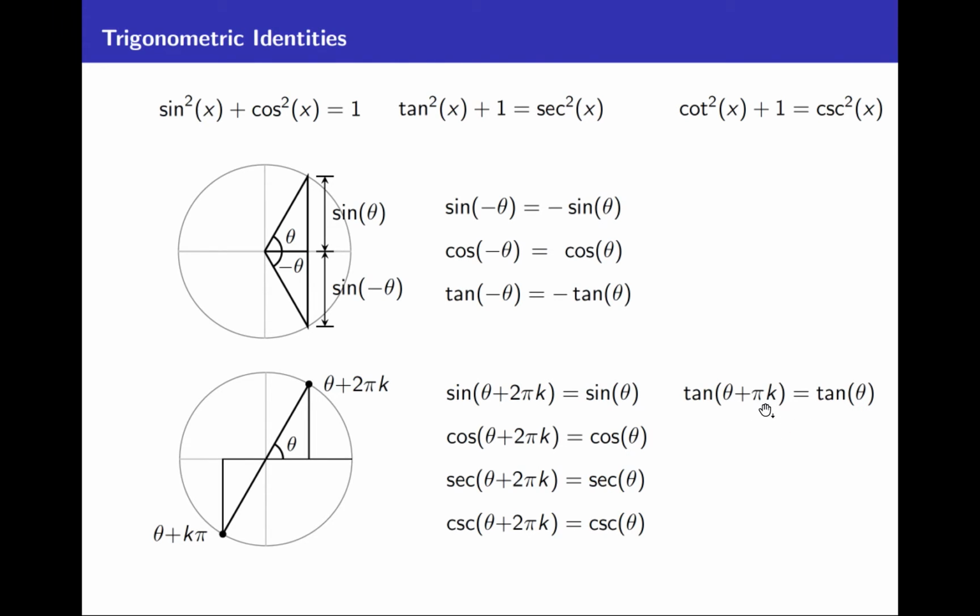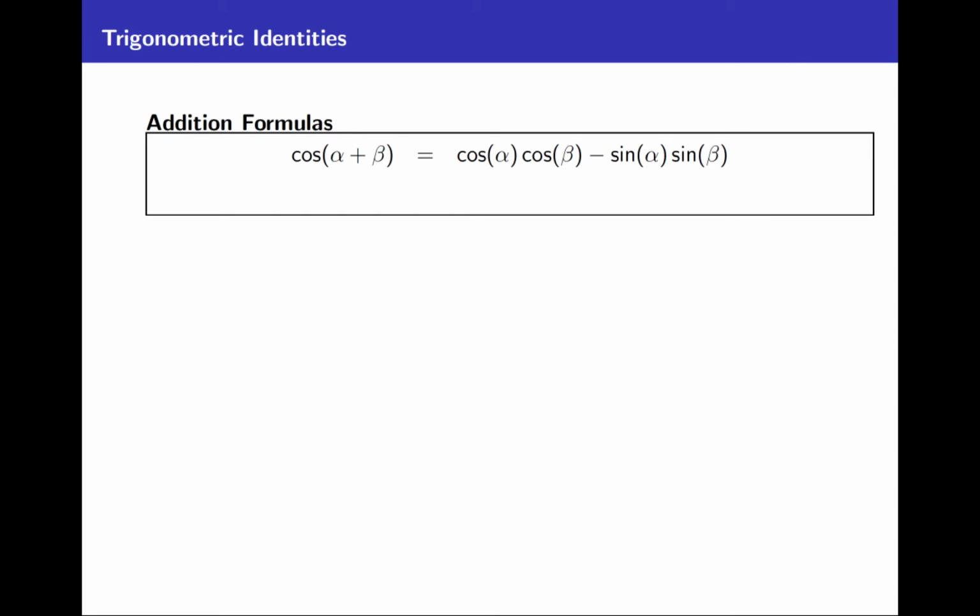From theta, go pi times k units and add that to theta. The tangents are exactly the same. Tangent repeats itself every pi units. And the same applies to cotangent. Cotangent of theta plus pi k is equal to cotangent of theta. So read your textbook and refamiliarize yourself with these trig identities if you're a little rusty on them. We're going to move on and talk about some other trigonometric identities.